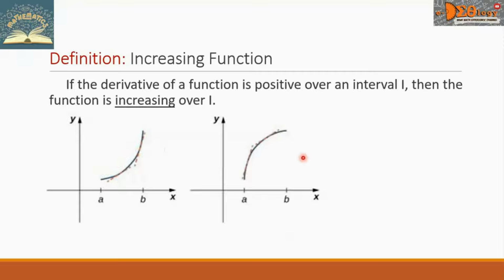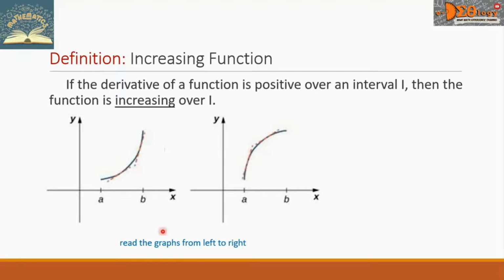Here is another example of a function over the interval from A to B. This is the graph. On the graph, we can see two examples of tangent lines. This is the first tangent line. This is the second tangent line. We can see that both tangent lines are leaning to the right. It gives us the idea that the slopes of these tangent lines are positive.